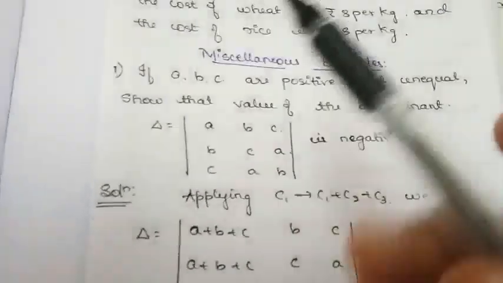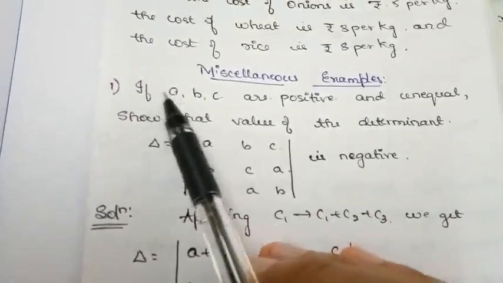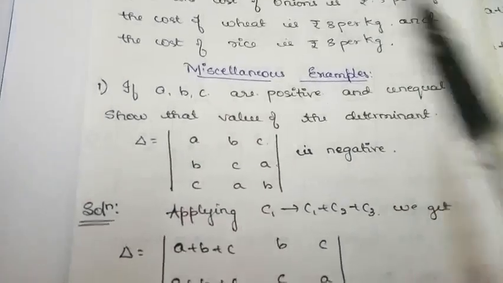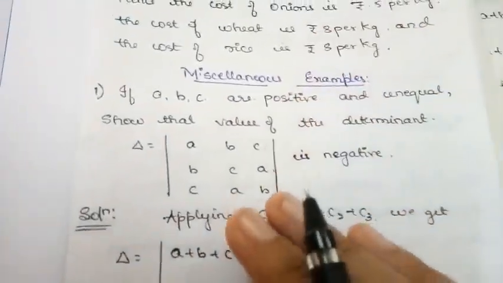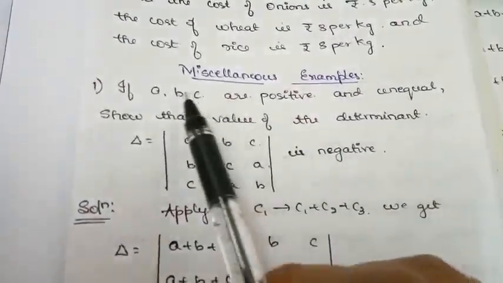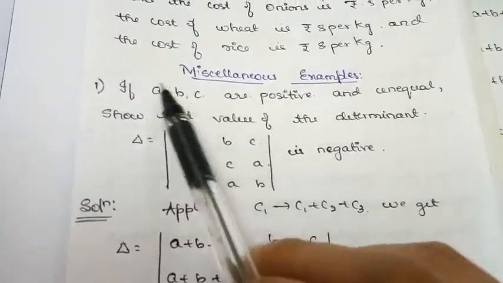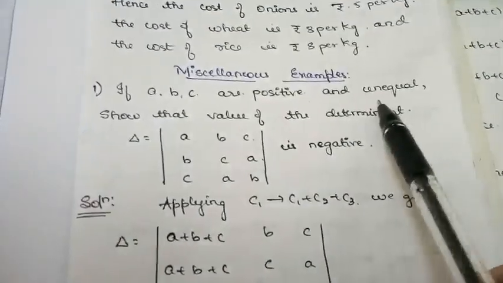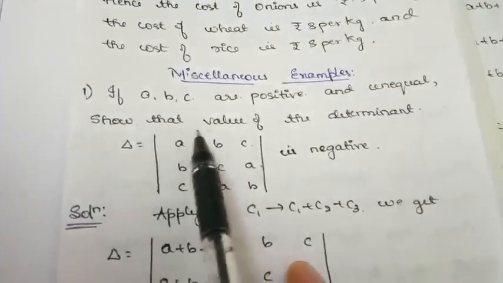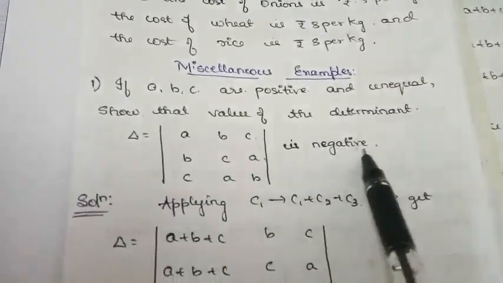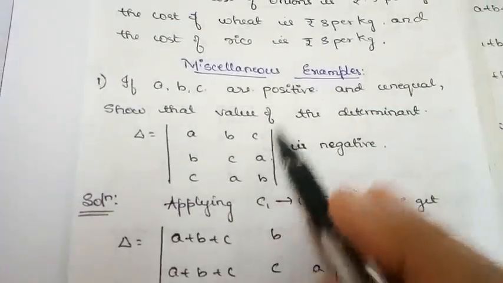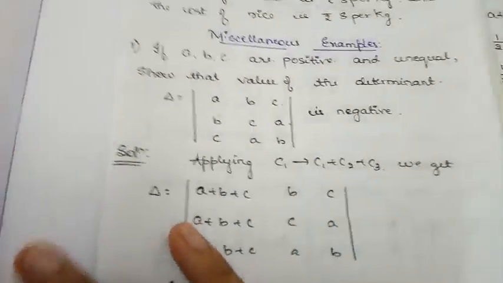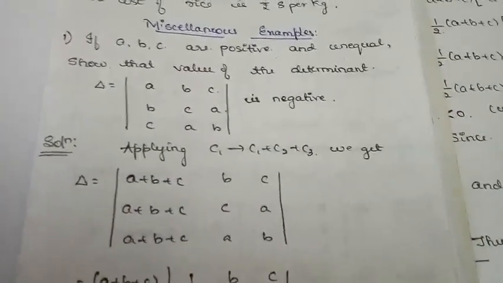You can see the question. What they are saying is, if a, b, c are positive and unequal, that means a, b, c are three variables which are positive and unequal, that is a is not equal to b, b is not equal to c and c is not equal to a. That is the meaning of unequal. Show that the value of this determinant is negative. We only need to show that it is negative; they are not asking for the value.